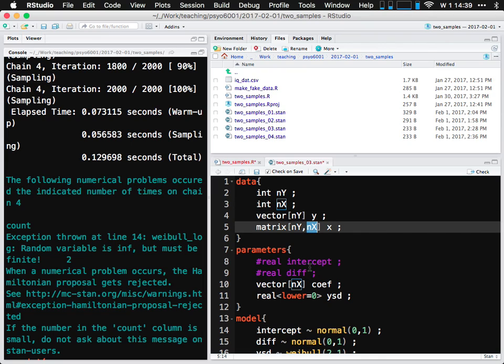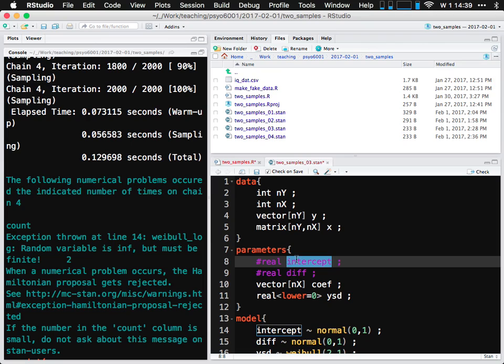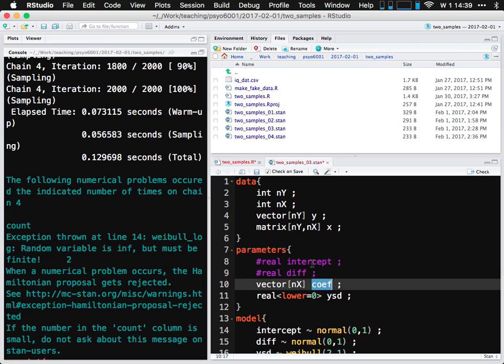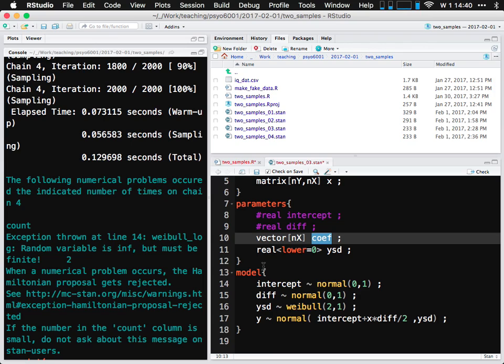So where before we had 2 parameters as separate things, here's an object named intercept, here's an object named diff, I've commented those out, and instead we're going to have a single vector of parameters, of length nx. Again, nx for this case is going to be 2. So this is a vector of 2 items. And just conceptually, what are the 2 items? The 2 items are going to be the intercept and difference. That's going to be determined by what we do down here.